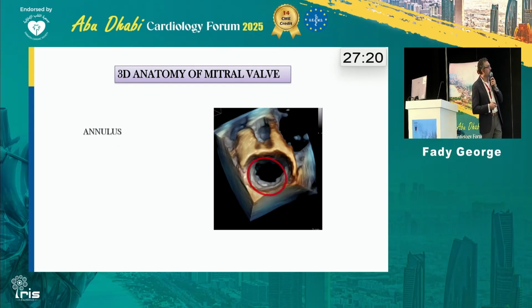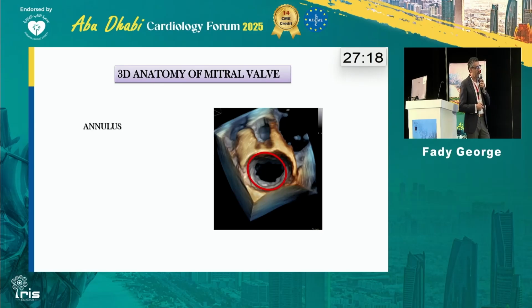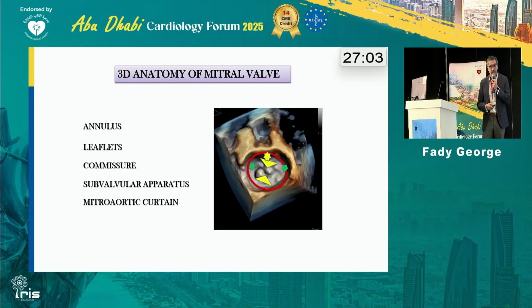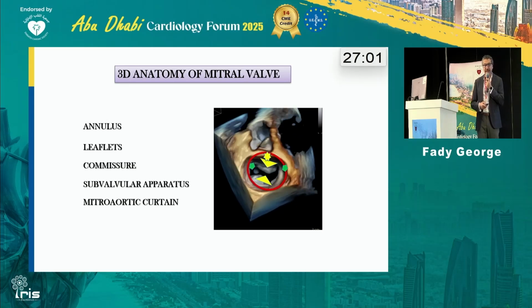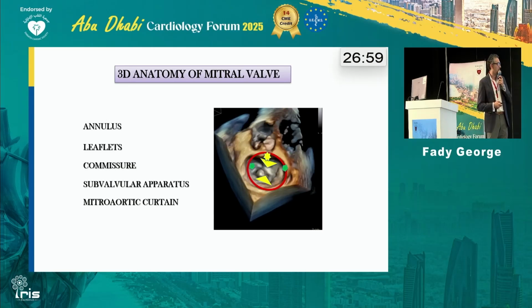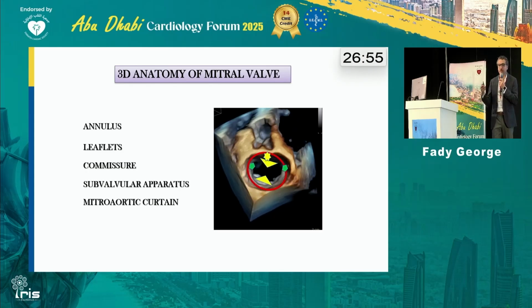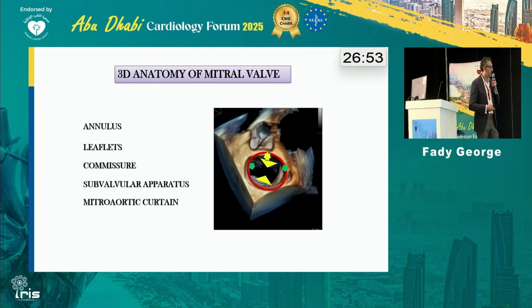So let's start, for example, with the annulus. You can see the annulus, and then you can go with the leaflets, the anterior and the posterior leaflet. And then the commissures on both sides, anterolateral commissure, posteromedial commissure. Subvalvular apparatus, you can never see the subvalvular apparatus in the surgical view. You have to go to the LV view to see the subvalvular apparatus. Subvalvular apparatus basically is the chordae tendineae and the papillary muscles, which is the suspension system of the mitral valve.